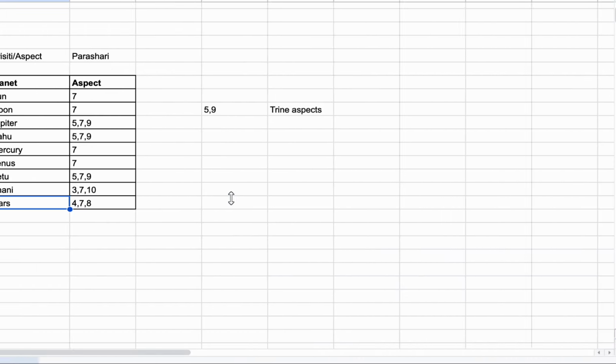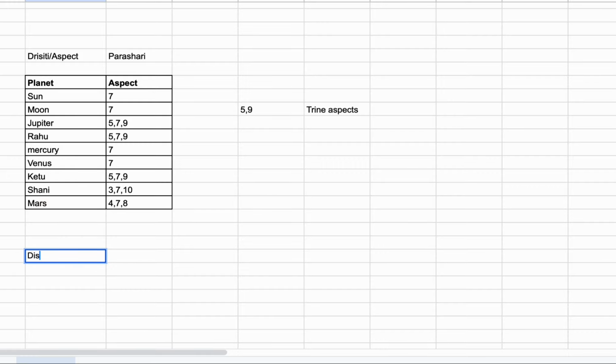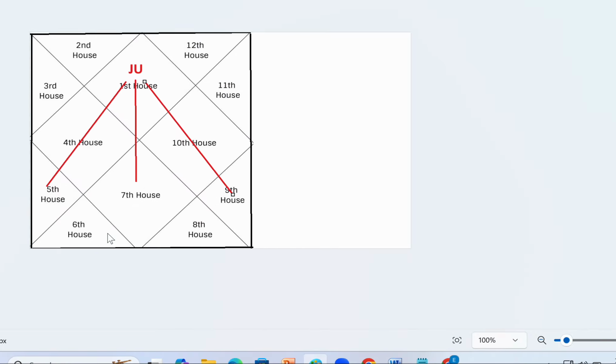There's something called disposition theory. This is a very good theory which nobody will talk to you about on the internet. Very important, just keep this in mind. The planet will act in such a way that it depends on how its owned rashis are placed in the chart.